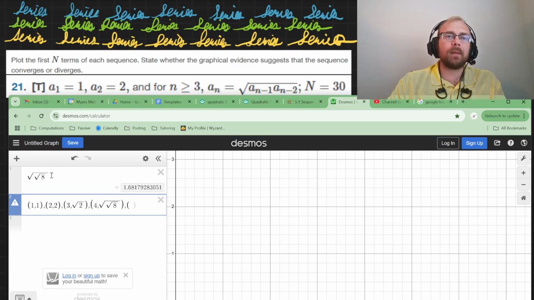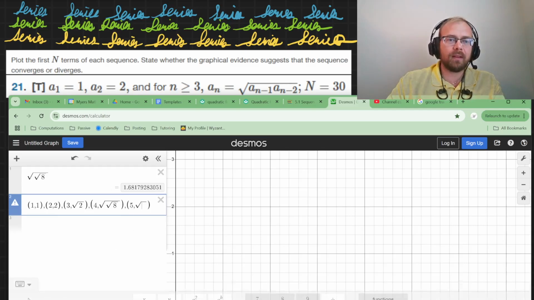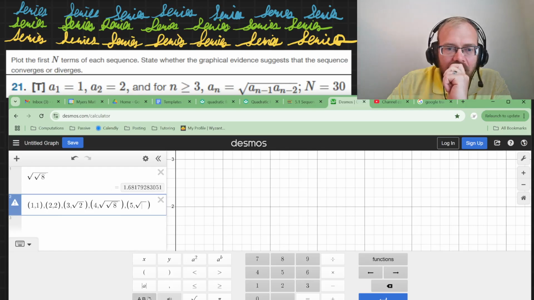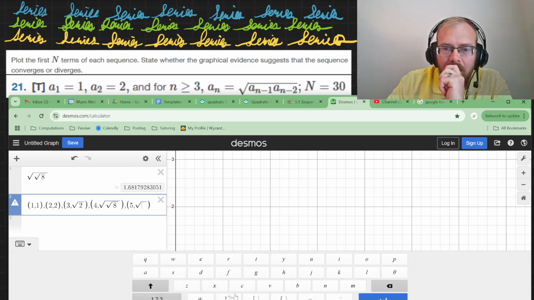You know what? I probably put a space, and that's probably what messed me up. So the next one is going to be 5, and then it's going to be the square root of the previous term, which is the root of 8. Where's the 4th root button? There's got to be more buttons. Where is the 4th root? I mean, I could always just put it to the power of 1/4, I guess.